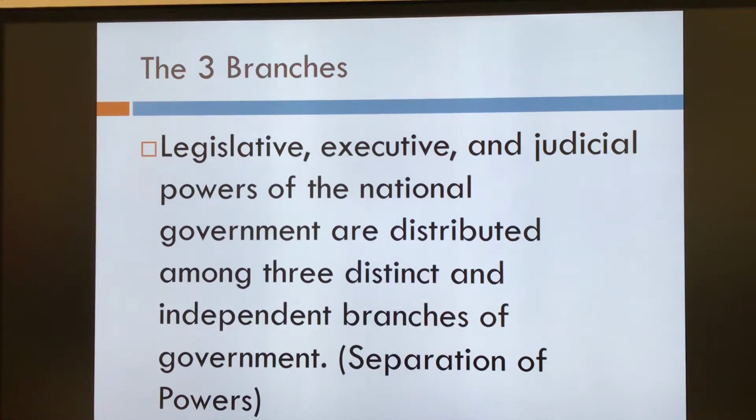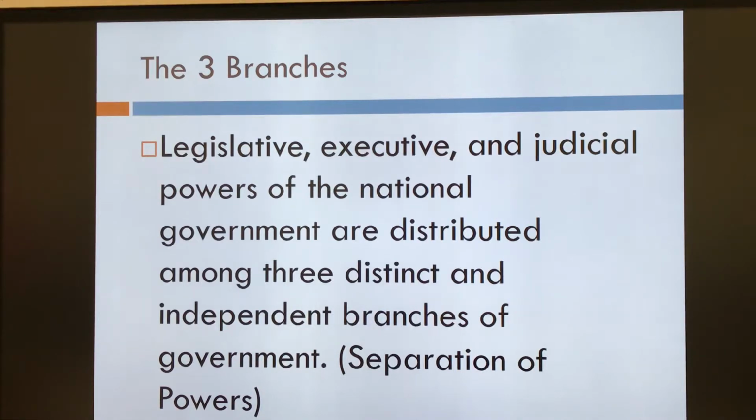Again, we're going to be looking at those in three different parts throughout SOL 6A. We'll be looking at the structure of these branches, and how the powers are distributed, what the powers of these branches of government are. And just to reinforce it, all of this is listed and outlined in the U.S. Constitution. If you want to know what the powers of the branches are, or how the branches are created and structured, it's in the Constitution.